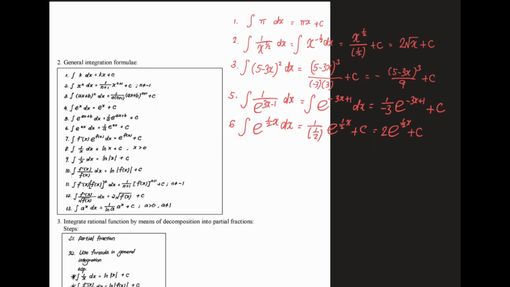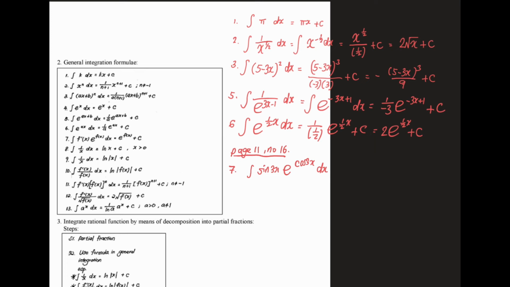I'm going to use a question from page 11, question number 16. This is based on formula 7. Based on the question, we have integration of sine 3x times e to the power of cos 3x dx.